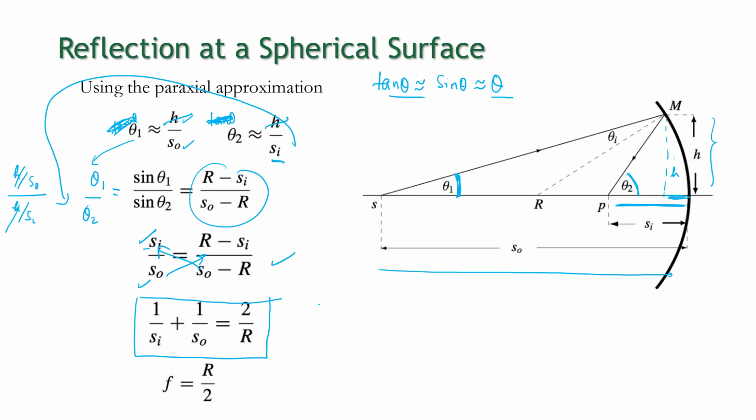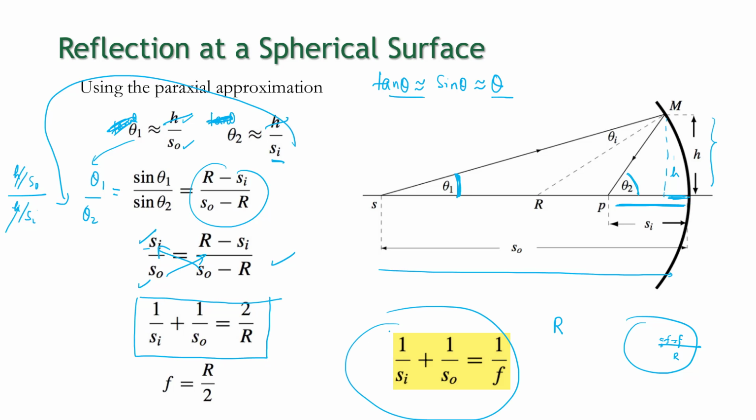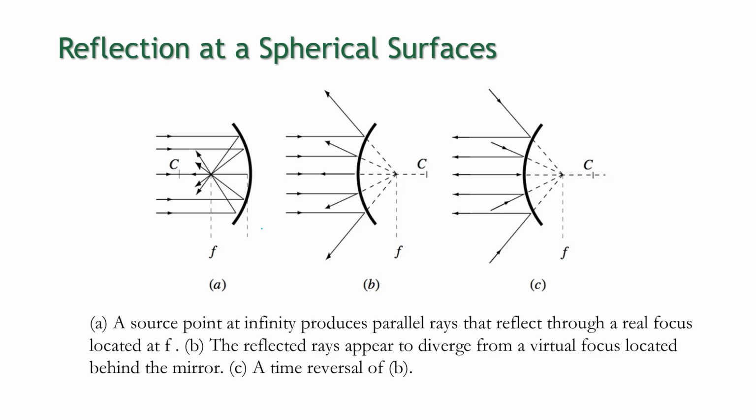And we can define the focal length as r over 2. R is the radius of curvature, the radius of this circle, this sphere, and we define focal length as half of that. So this distance is the focal length. If we use that, then we'll get this equation. This is called the mirror equation. So we'll be using that for our problems. So that's the focal length, and we already talked about that last time.